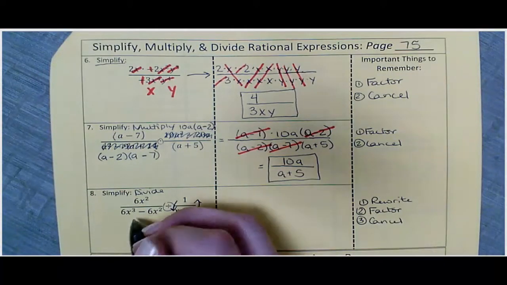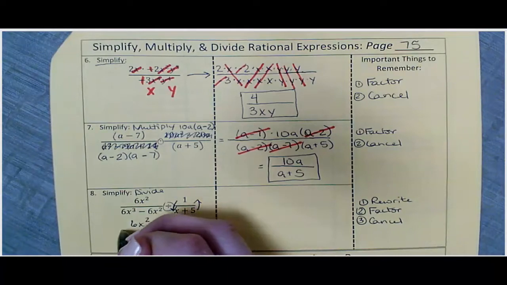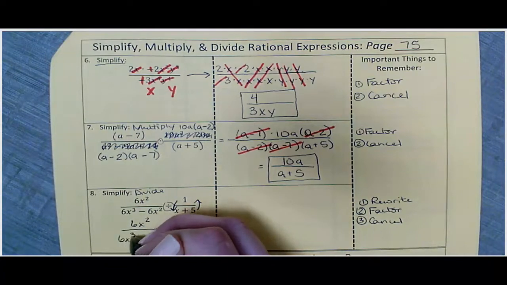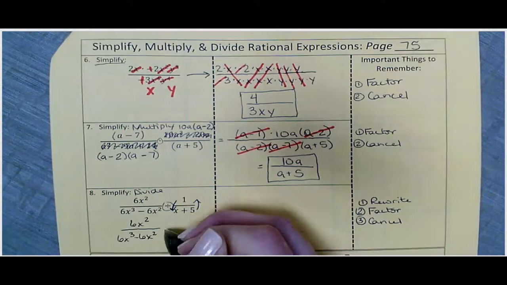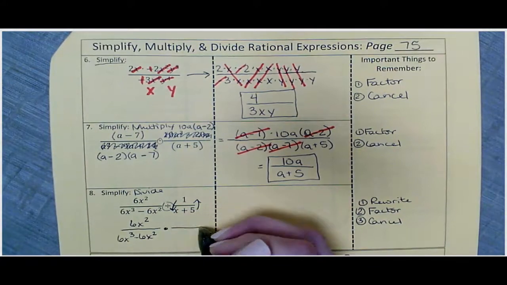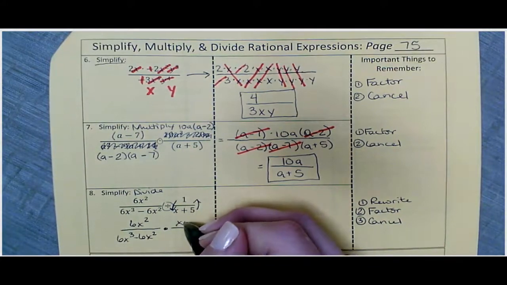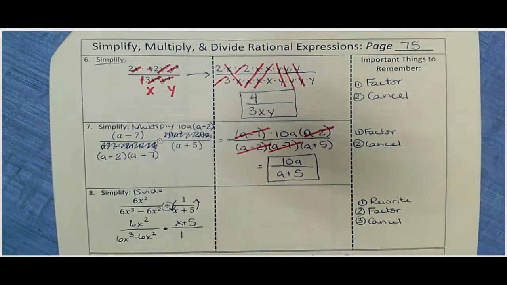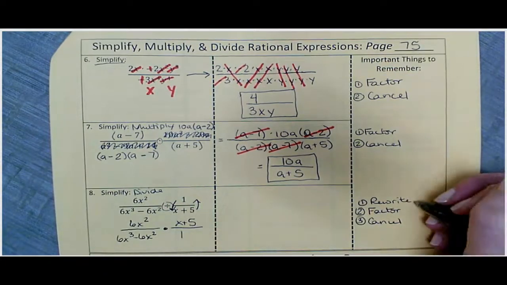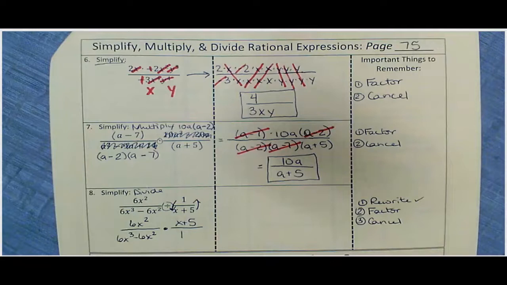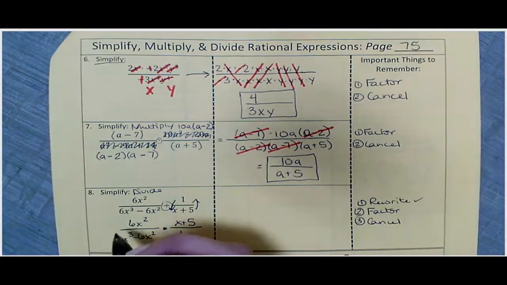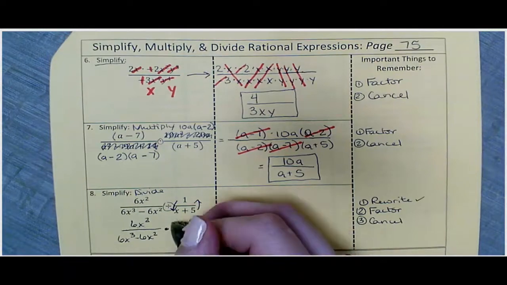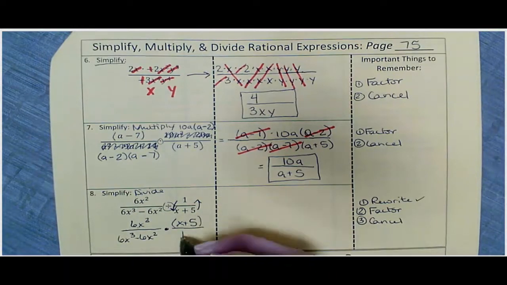So what this becomes is 6x squared over 6x cubed minus 6x squared times, and then the reciprocal of this, which is x plus 5 on the top and 1 on the bottom. So we have now rewritten. We need to factor. So I notice that 6x squared cannot be factored. There's no extra anything to take out. X plus 5 can't be factored, 1 can't be factored, but this bottom one can.